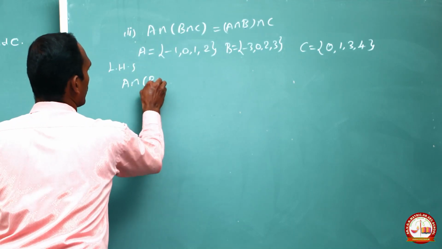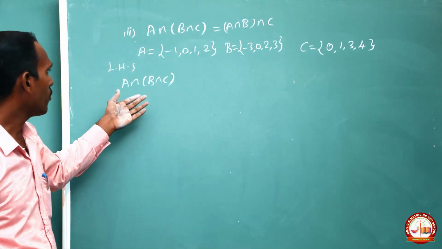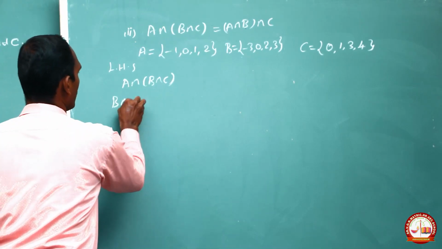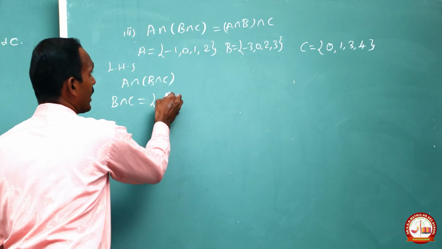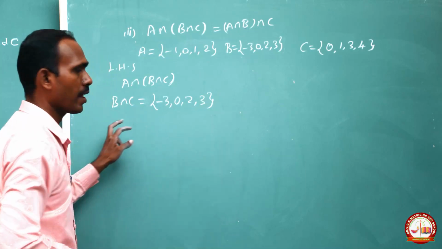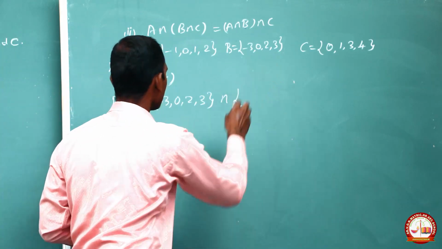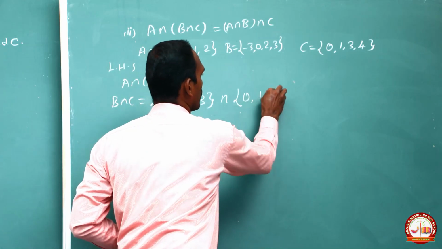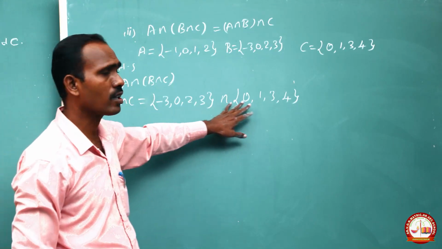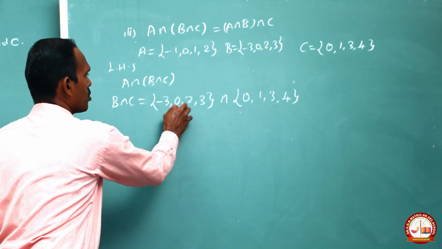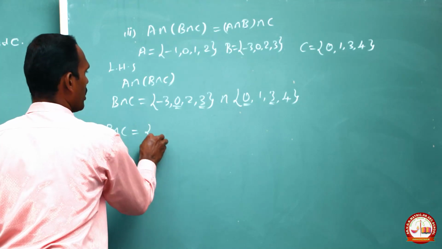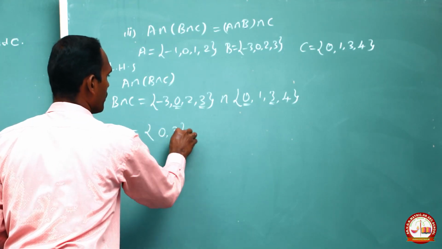So first we take the LHS: A intersection B intersection C. Already we know in maths we solve within the bracket first. So we take B intersection C. So B intersection C equal to, we write the B set first: -3, 0, 2 and then 3. Then put the intersection symbol and then we write the C set: 0, 1, 3 then 4. I already told you intersection means we have to write only the common elements. So what are the common elements here? 0 and then 3. Here 0, here 3. So B intersection C equal to 0, 3.